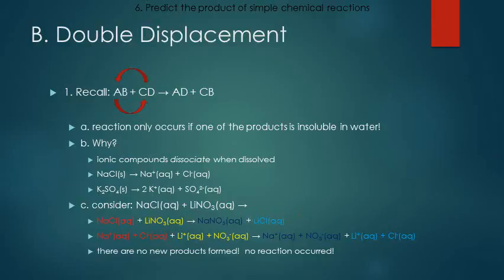When we mix sodium chloride and lithium nitrate, nothing happens. These ions already exist just like this. We mix them together, they still exist in the same manner. No reaction occurred. So this is why we have to have at least one product that is insoluble, meaning it does not dissolve in water. So if we were given this reaction, the answer would be NR, no reaction, nothing occurs.